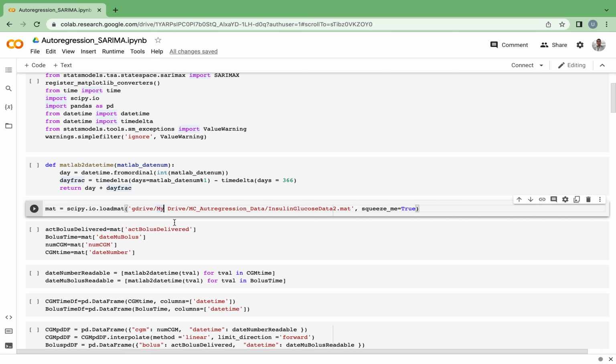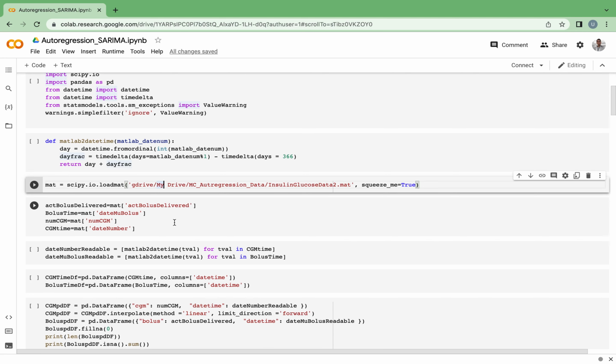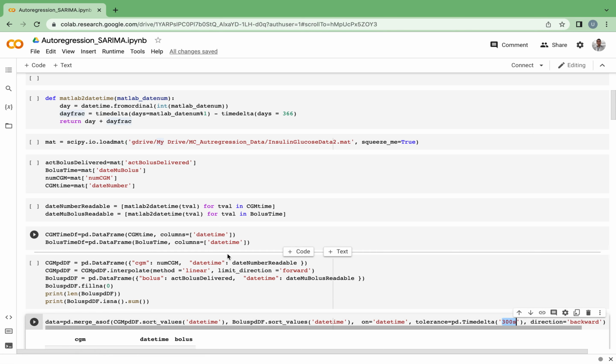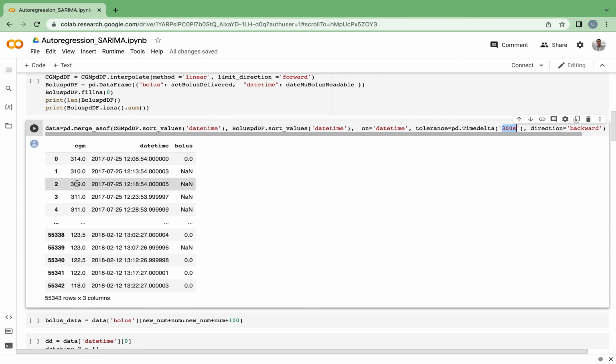Now the data that we have is the CGM and bolus data along with their respective times of recording. So we need to synchronize these data based on their times of recording. I am doing it by merging this data with 5 minutes of approximation, which is specified over here. After this operation, data of this sort is obtained.